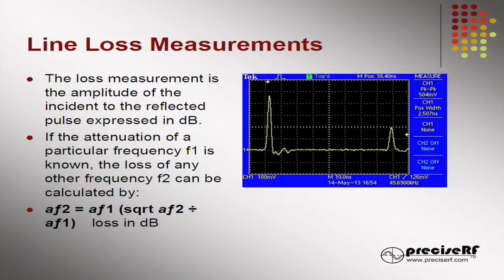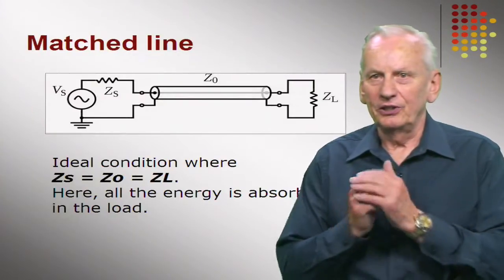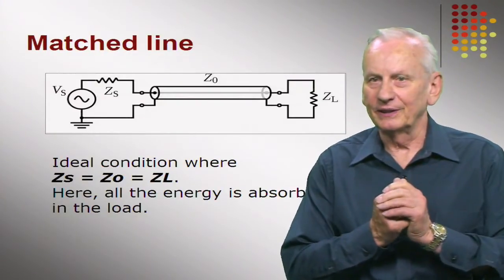If the attenuation of a particular frequency is known, the loss at any other frequency, F2, can be calculated by A(F2) equals A(F1) times the square root of F2 divided by F1, with loss in dB. It's that simple. This last section deals with faults in a transmission line.